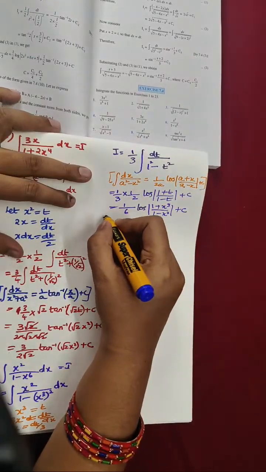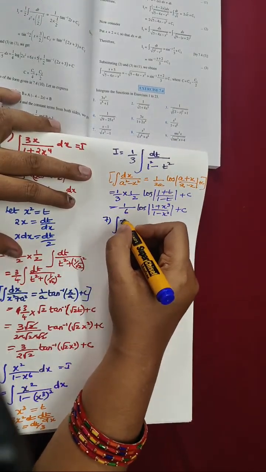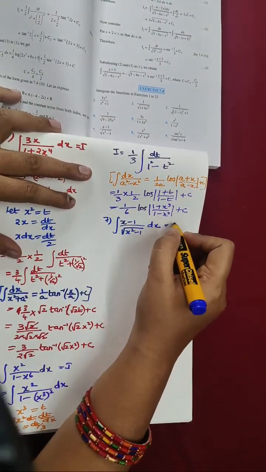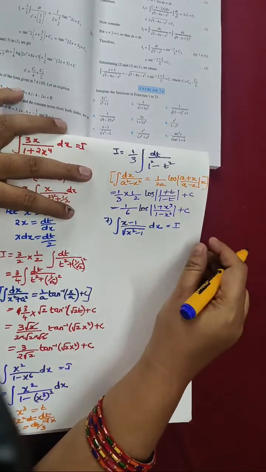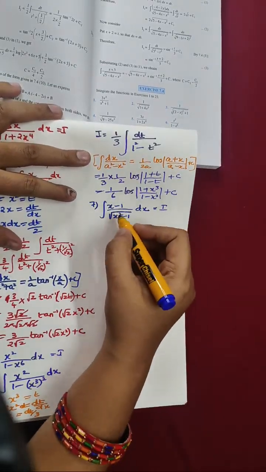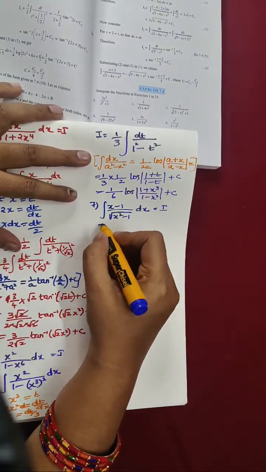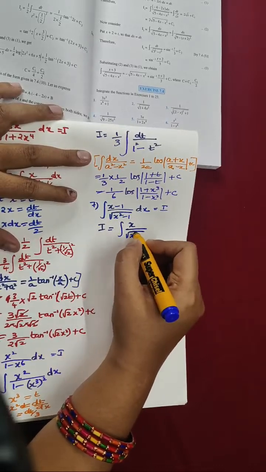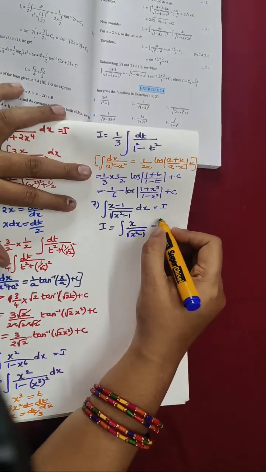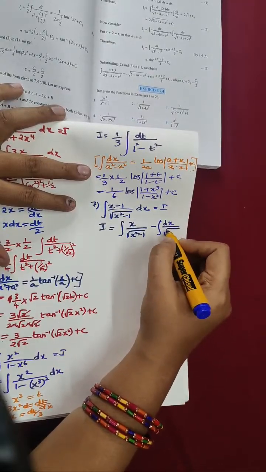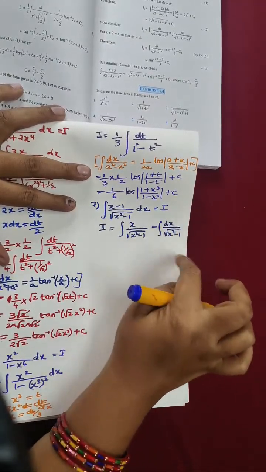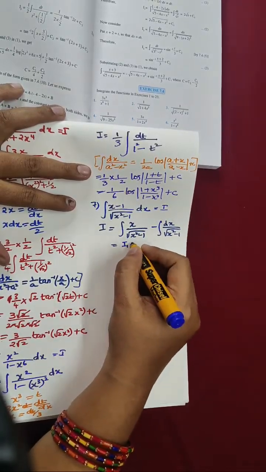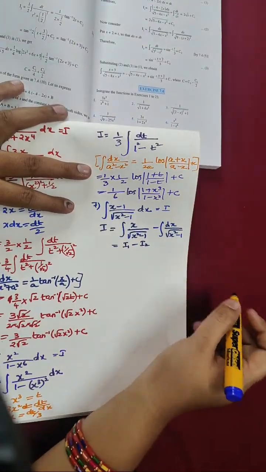Question number 7. Integral x minus 1 by root of x square minus 1 dx. That we take as I, as always. Now try to split the numerator. So I can write it as integral x by root of x square minus 1 minus integral dx by root of x square minus 1. For this question, we can straight away use the formula. So I am writing it as I1 minus I2 so that it is easy for us to work out.